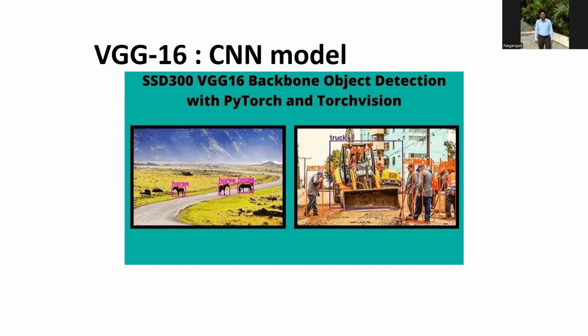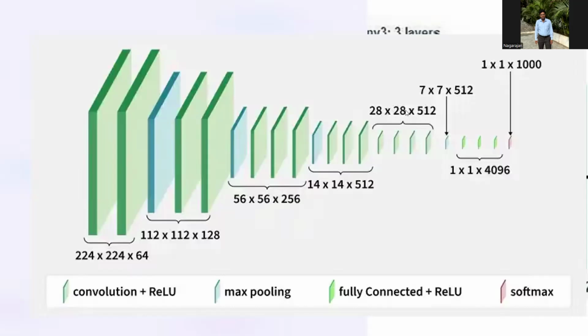VGG16 plays a role not only in object detection, it may extend and work for image classification too, where we can work with Google Colab, PyTorch, etc. So this is the general architecture of VGG16. Let's go deeper.